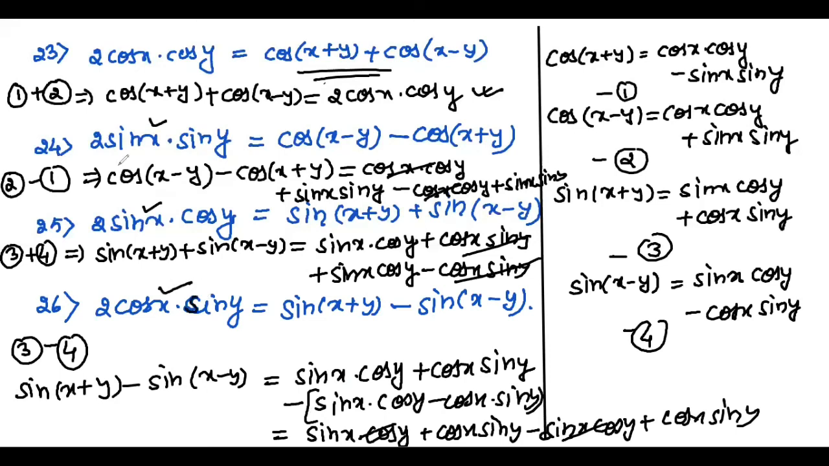So like this you can remember. These are the tricks of remembrance. This is not a proof or derivation of these identities, 23, 24, 25 and 26. So by this way also you can remember these identities. I'm going to rub these.